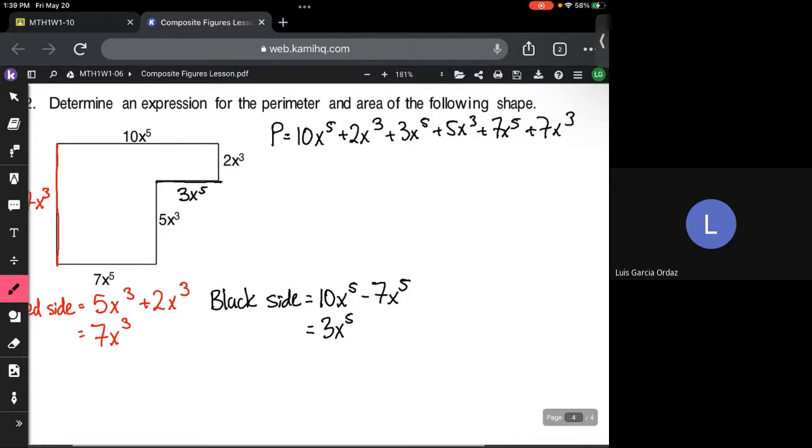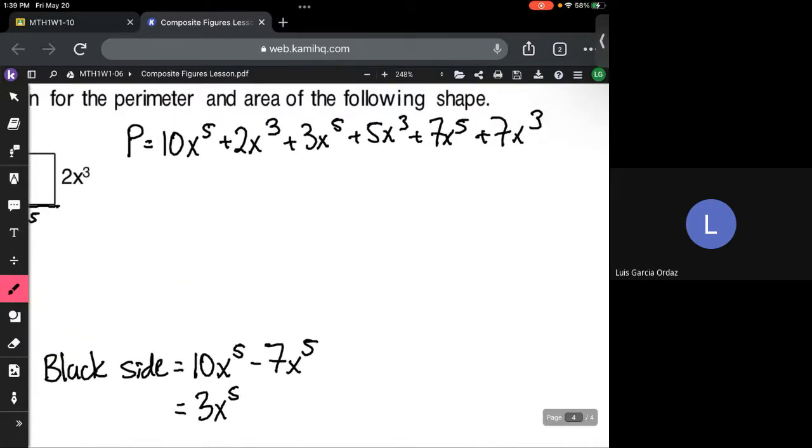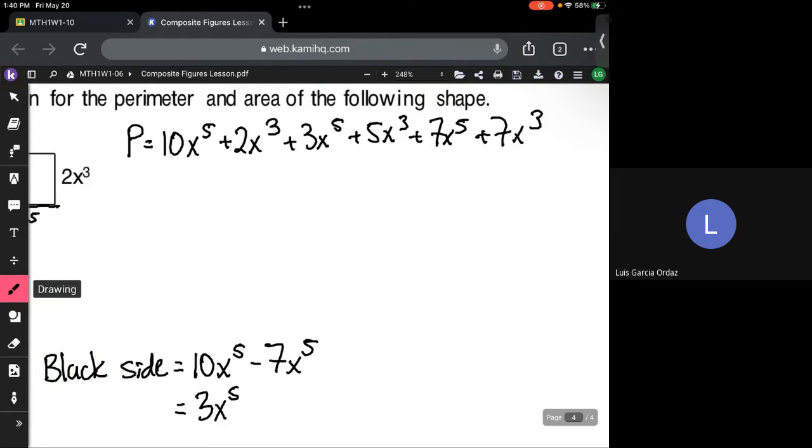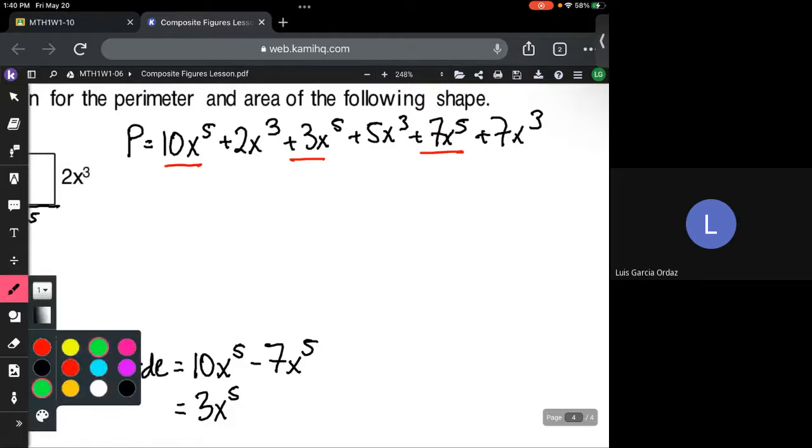So from your polynomial unit, how am I supposed to add all of these? Claire: We add the like terms. So what terms are like in this case? Remember, in order for it to be a like term, they have to have the same variable part. Adam: 10x^5. Okay, what else? 3x^5 and 7x^5. Okay, what's the other set of like terms? Maya: 2x^3, 5x^3 and 7x^3. Perfect.